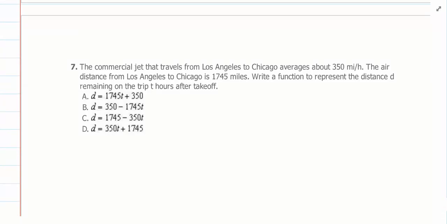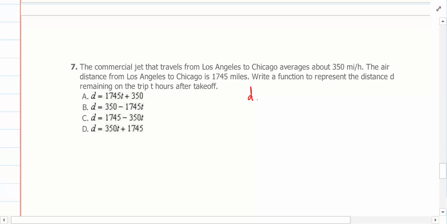And number 7 is another one of the questions that we haven't practiced much in class, but I think you can work your way through it, especially after seeing this practice problem. We have a commercial jet that travels from Los Angeles to Chicago, and it averages 350 miles per hour. The air distance from Los Angeles to Chicago is 1,745 miles. So this jet has to travel 1,745 miles between those two cities. Our job is to write a function to represent the distance remaining on the trip after takeoff, t hours after takeoff. Let's just talk about this for a second.